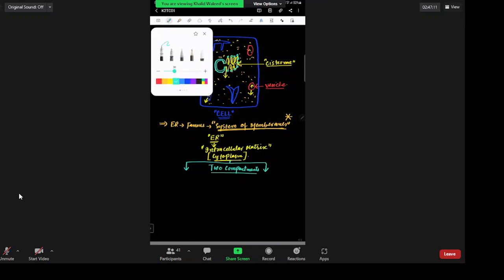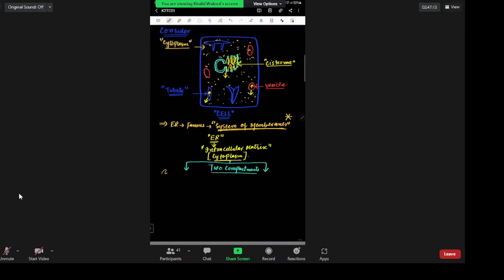One, extra luminal compartment, and second, luminal compartment.